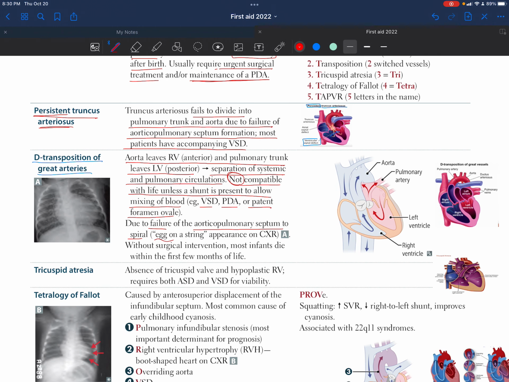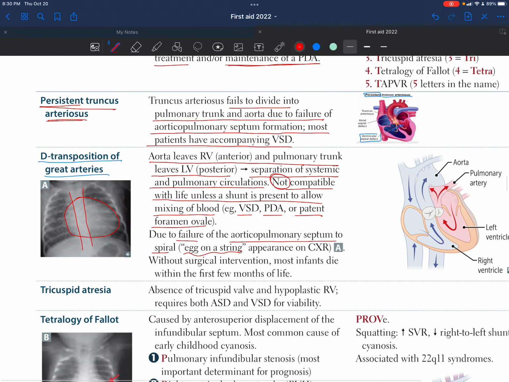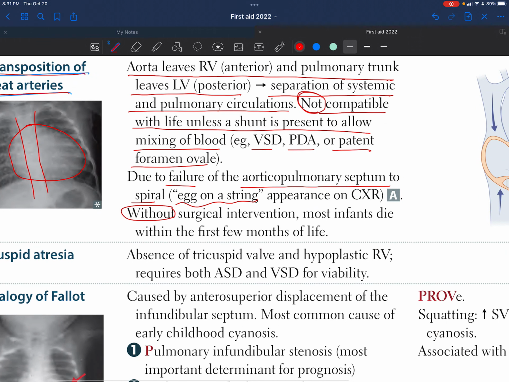It's like an egg on a string, and this is what we can see here. If we imagine this as a string, this looks like an egg. That is what transposition of the great arteries could look like on chest X-ray. Without surgical intervention, most infants die within the first few months of life. So if we don't do something, the baby will die.